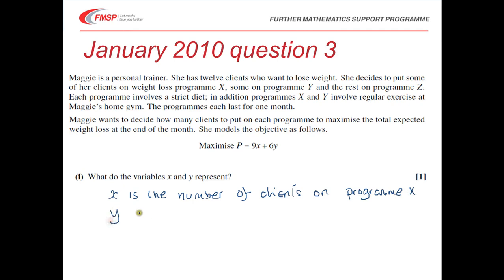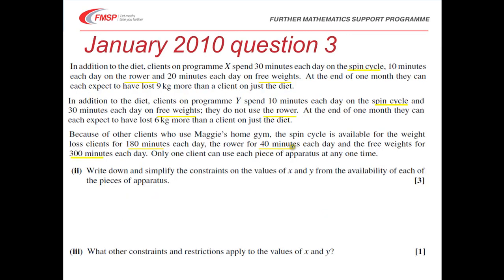And just make sure it's only one mark, but you need to write down it's the number of clients for each case. So I'll just tidy that up a bit. So that was the first thing. So remember, she was putting some clients on program X, some on program Y, and then program Z we haven't had so much information on, but that was what the other clients were going to use. In addition to the diet, clients on program X spend 30 minutes each day on the spin cycle, 10 on the rower and 20 on the free weights.